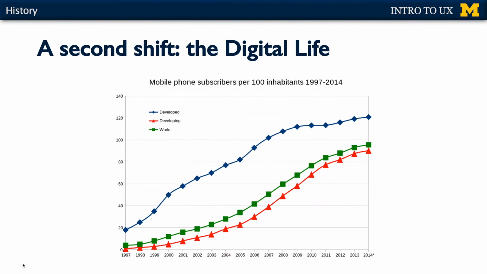And another dramatic example of the diffusion of computing technology into people's everyday lives can be seen through this graph of the adoption of mobile phones, which really grew quite dramatically throughout the aughts, to the point where you can see in 2014 that there were 120 mobile phones per 100 inhabitants, meaning that people on average own more than one mobile phone. And you compare that to 1997, where it was barely a fifth of the population had access to these types of technologies. So that was another really dramatic shift.